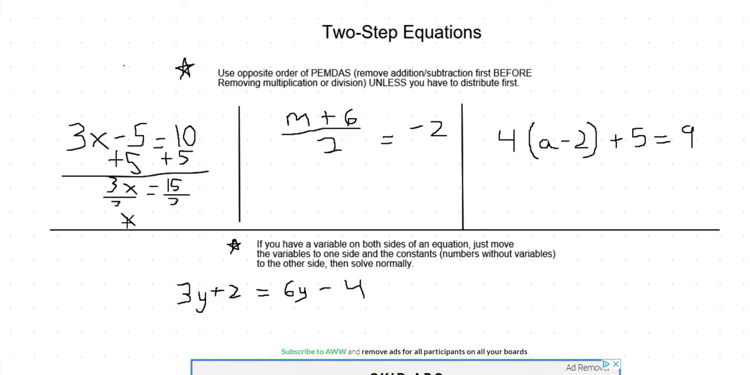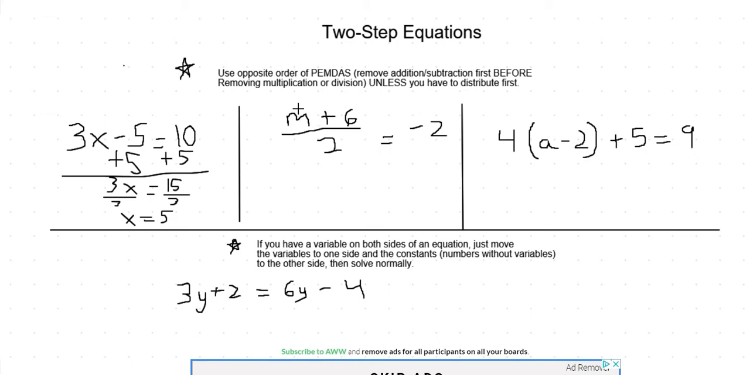And x is 5. To check the answer, what number times 3 minus 5 equals 10? 5 times 3, 15, minus 5 is 10. That's true.